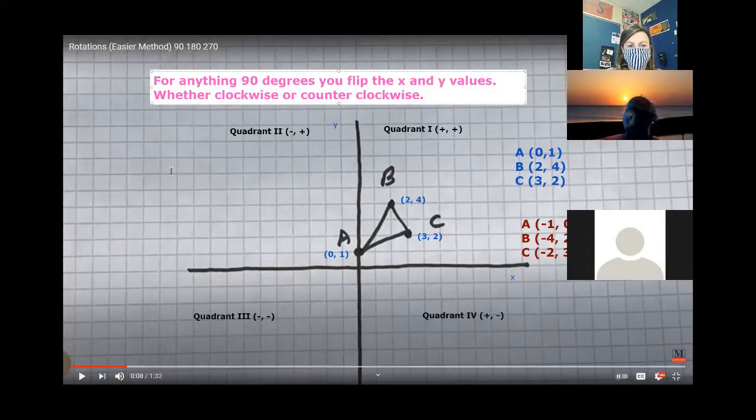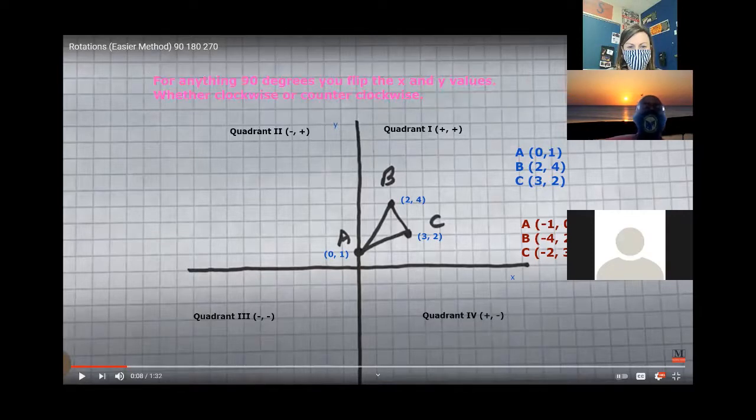Okay. All right, so what would you do for 180 degrees? Well, 180 degrees actually is very simple. In 180 degrees, if we went over here to quadrant 3, you actually just have the same numbers. You just flip the signs.